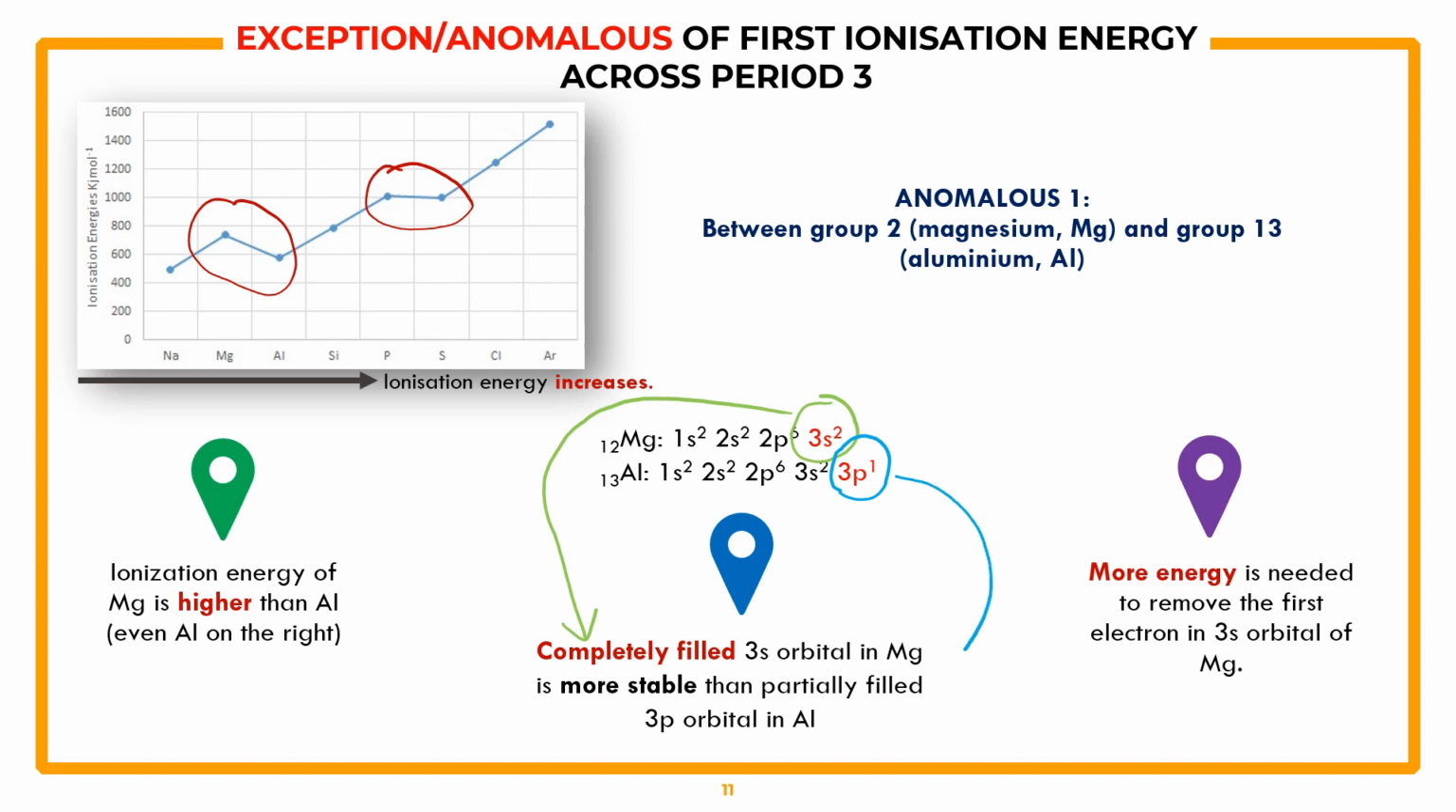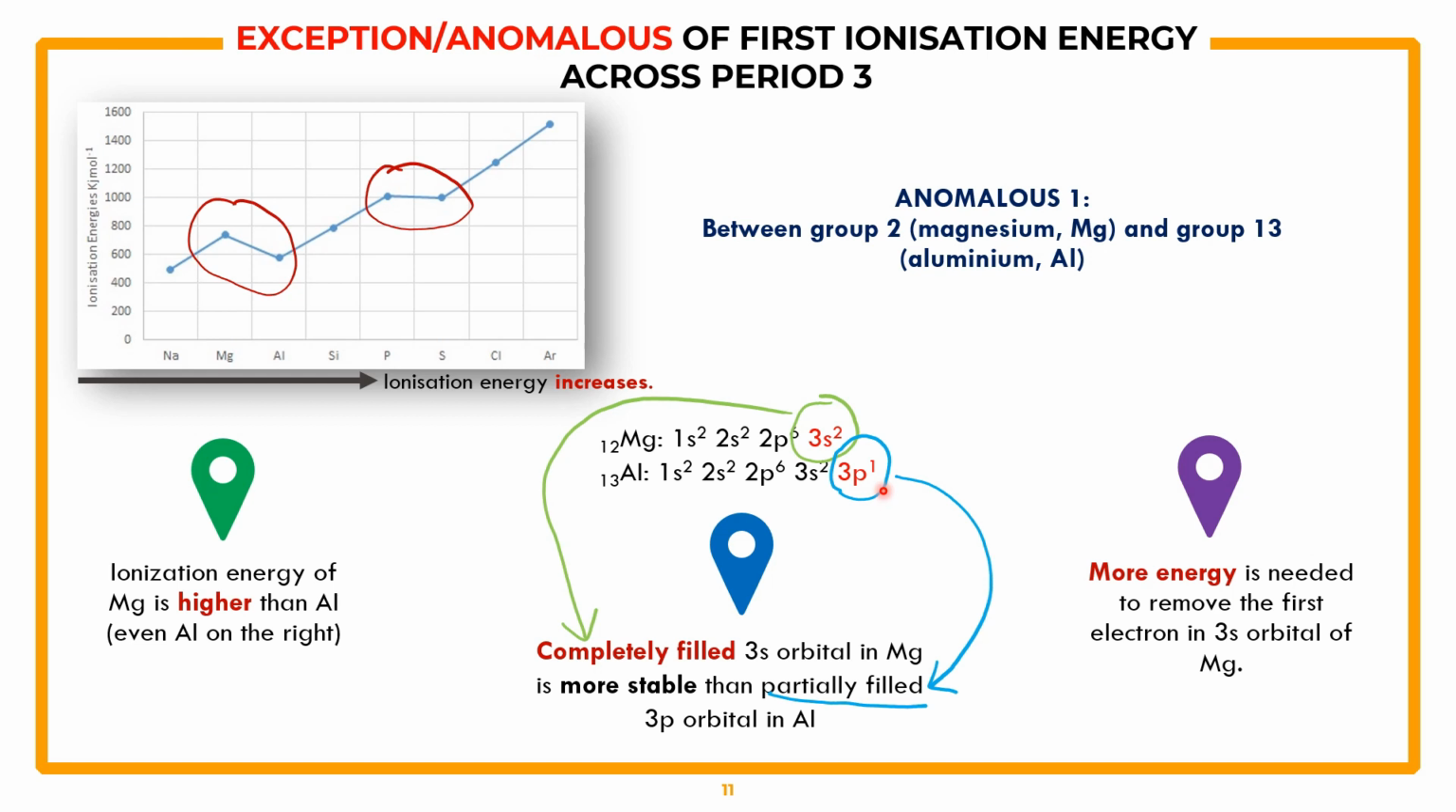So this 3p1 we also recognise as a partially filled orbital. Between these two, the completely filled 3s orbital and the partially filled 3p orbital in aluminium, of course the completely filled orbital is more stable than the partially filled one. So, when the electrons in 3s2 have already achieved stability in the electronic configuration, it is harder to remove the first electron in 3s in magnesium, compared to aluminium.